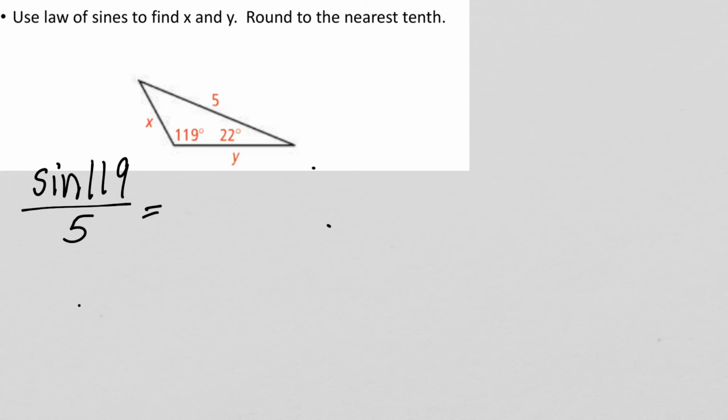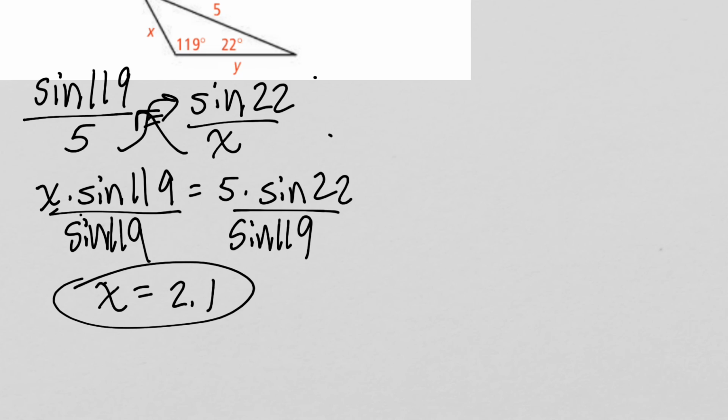All right, let's see. We got 22 degrees here. What side is opposite of 22 degrees? That's the x. So I'm going to have it as sine 22 over x. And again, why are we using law of sines? Because it's not a right triangle. All right, so let's go ahead and cross multiply and solve it. Okay, when I finished up, I got my cross multiplication, I got 2.1 for x.